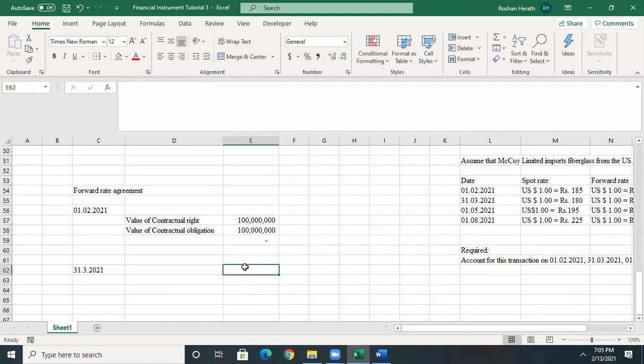Let me take contractual right, value of contractual right, value of contractual obligation.